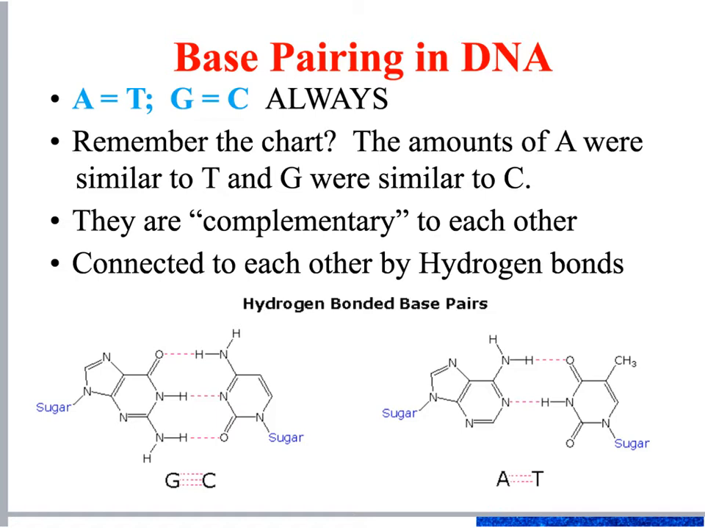So we can look here. This is adenine. Adenine is a larger double ring structure. Thymine is a single ring structure, so we can always identify them based on that. Guanine is double ringed, and cytosine is single ringed.